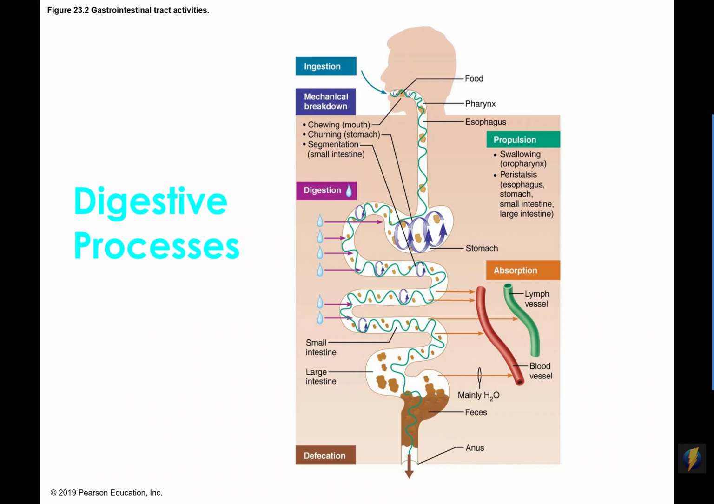So those are the digestive processes that are generally carried out by the GI tract. And again, it's primarily the GI tract organs that carry out these digestive processes, but they really wouldn't be able to do that without the help of those accessory organs like the liver and the pancreas and so on and so forth.